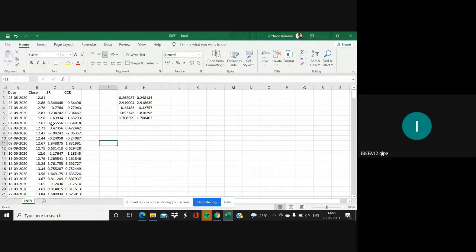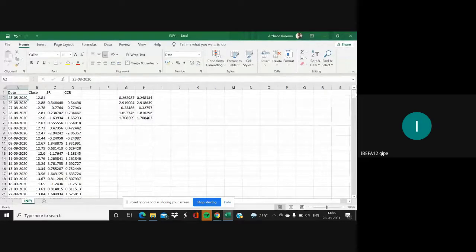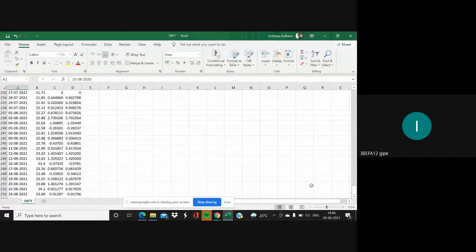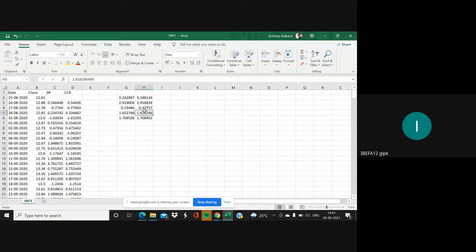Yes, ma'am. Okay, so here I've taken the closing prices for Infosys. This is daily data. I've started from August 2020 to August 2021, 24th August 2021. So I've taken daily data, and these are the closing prices that I've used for Infosys.